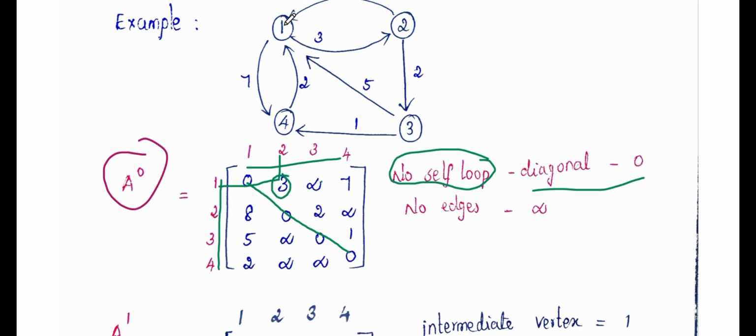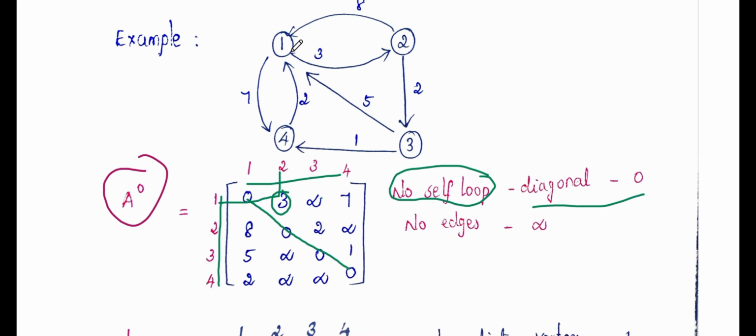So 1 to 2, any path is there, right? 1 to 2, what is the weight? That is 3, right? So update this value here. Then 1 to 3, no edges is there. So if no edges, simply put infinity.